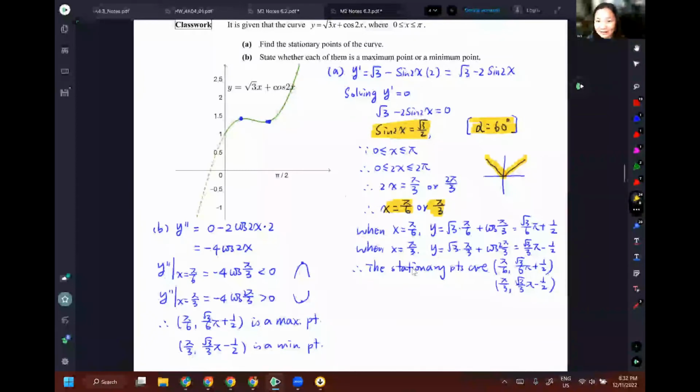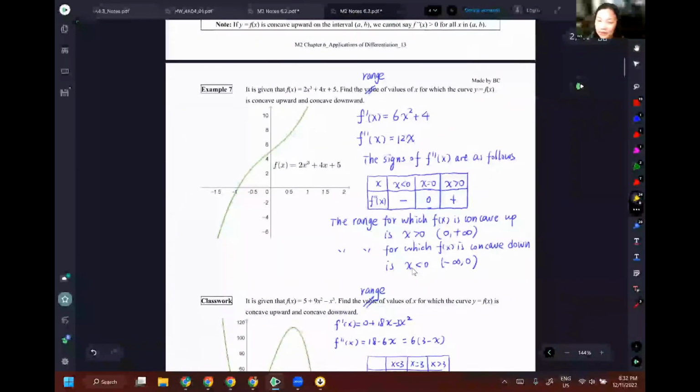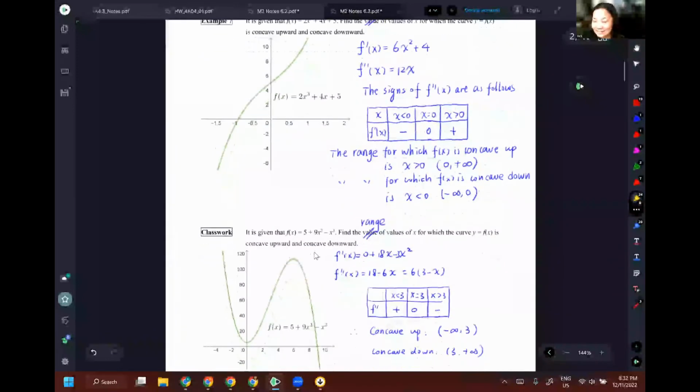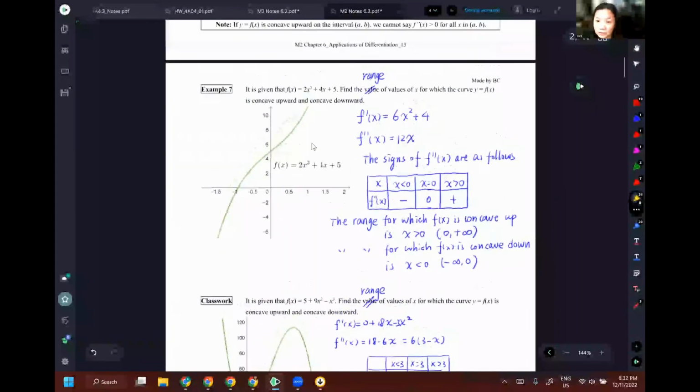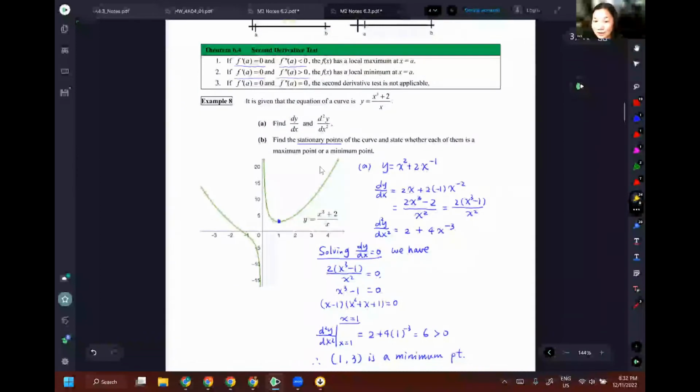Let's have a recap. There is one example talking about how to determine concavity. It doesn't have to be a maximum or minimum. You see, the whole way this is concave down, but it doesn't have a maximum. This is concave up, and it doesn't have a minimum. First example, how to determine concavity. Second example, how to use concavity to determine a maximum or minimum point.